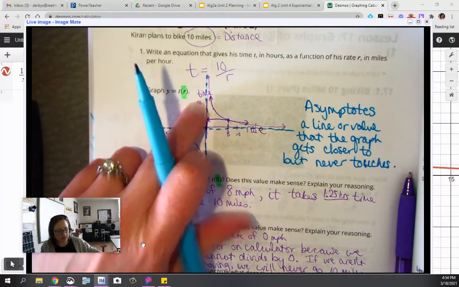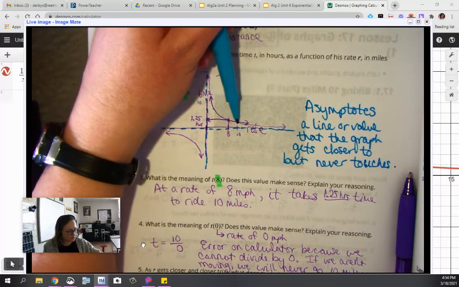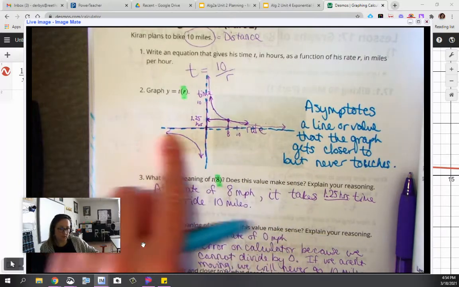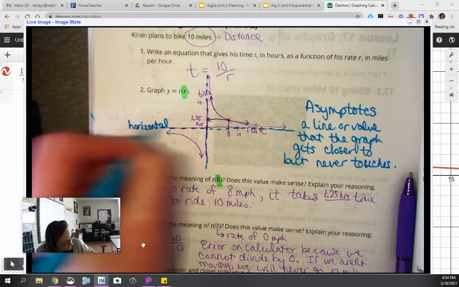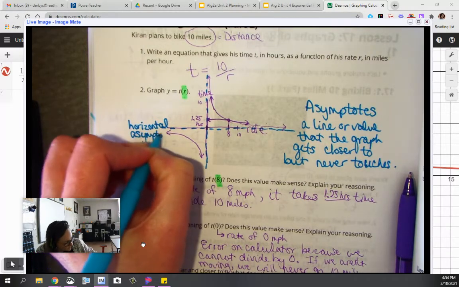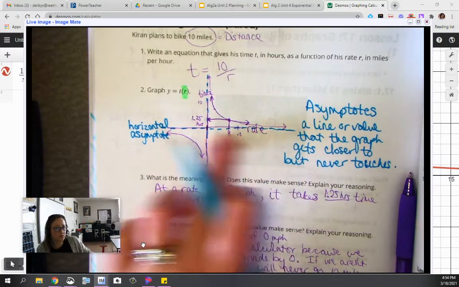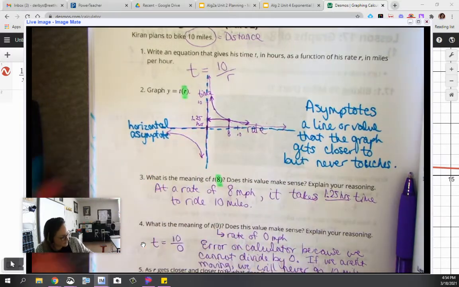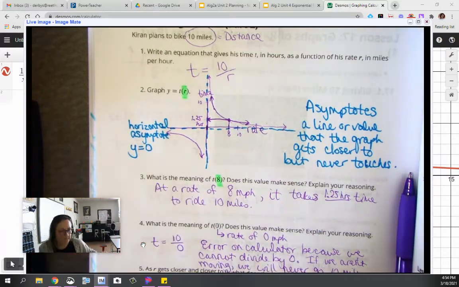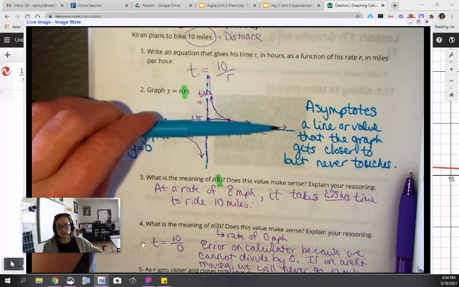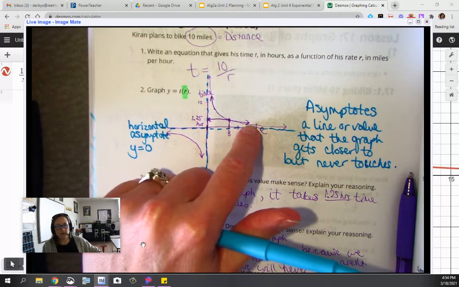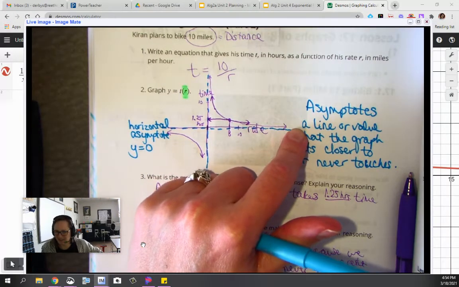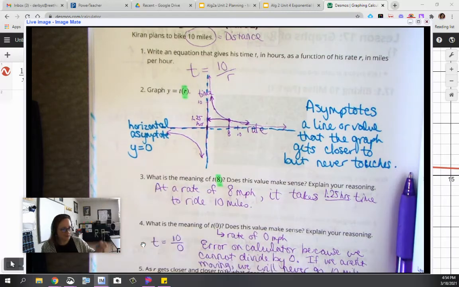So in this case, this graph is getting closer and closer to this horizontal asymptote, and that horizontal asymptote is the x-axis. That's telling me that y equals 0, because it hasn't moved up and down off of the axis. So as the rate gets higher and higher, it gets closer and closer to a time of 0, but it's never going to quite touch 0 because that would mean we're teleporting. Can't do it. Breaks the laws of physics.